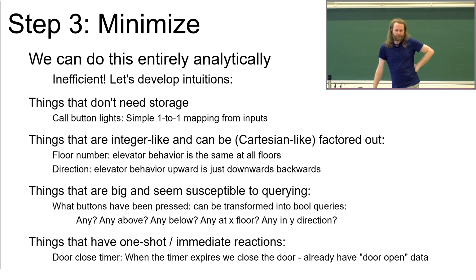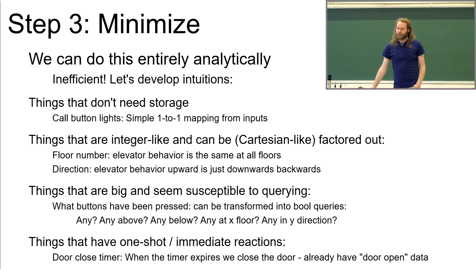There are some things that are integer-like or Cartesian-like. You understand Cartesian products, right? So you have one dimension and then you have another dimension. We have direction, up, down, and stop, and then we have another dimension, which is what floor we're at. So we can be up at one floor or up at another floor, or down at the first floor or down at the second floor. So it gives us a multi-dimensional space. Floor number and direction are the two big ones here, right? The elevator behavior is the same regardless of what floor we're at. It is also the same regardless of direction we're in, because upwards is just downwards, backwards.